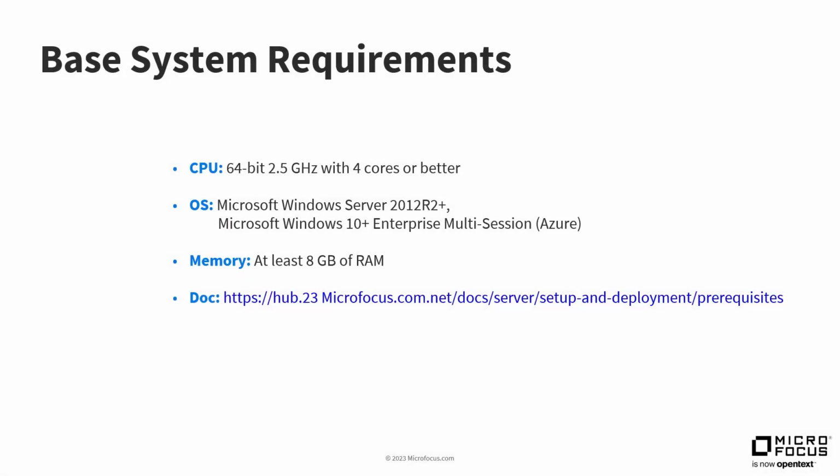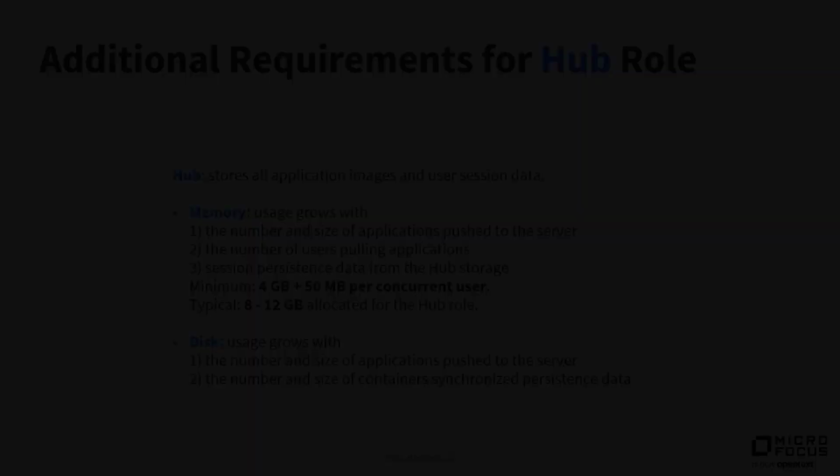Here is where we go into the requirements. For all roles, you should have at least a 64-bit 2.5 gigahertz processor with 4 cores or better. The OS should be at least Windows Server 2012 R2 or Microsoft Windows 10 Enterprise Multi-Session, which is available in Azure. Memory should be at least 8 gigabytes or more. Again, these are the base system requirements. If you get a faster machine, the performance of Turbo Server will be faster.